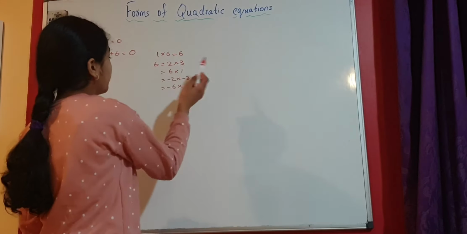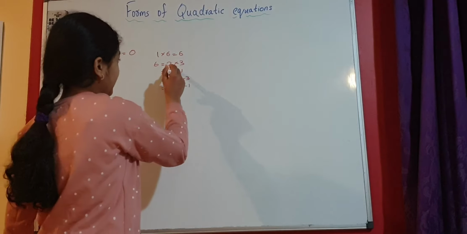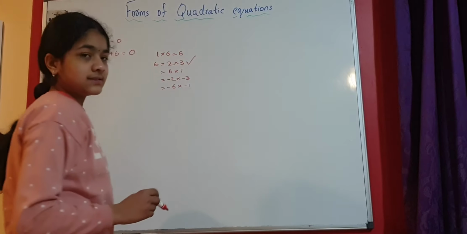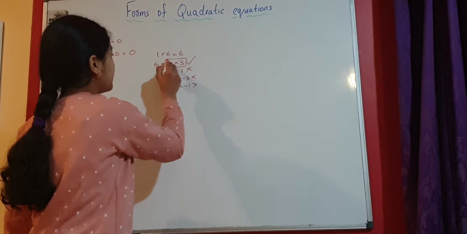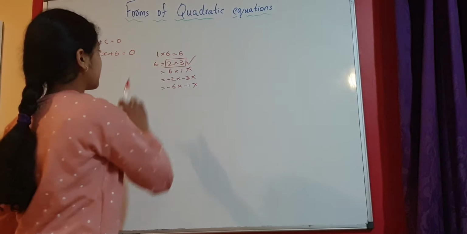So let's go one by one. 3 plus 2 is 5. So this is the right pair. 6 plus 1 is 7. No, this is not, and this is not, and this is not. So 2 and 3, this is the correct pair.